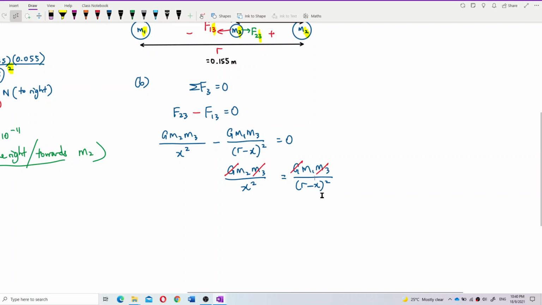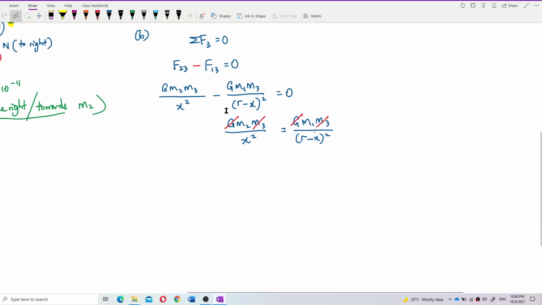Then what I should do is put the squares on one side and the non-squares on the other side. So r minus x squared goes to the top, and then mass 2 goes below. Just exchange places.